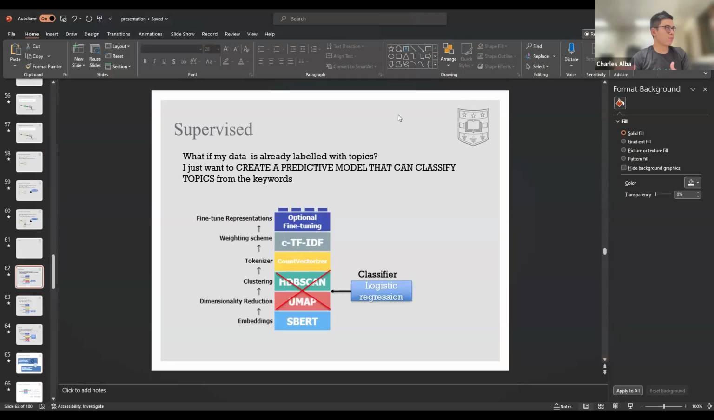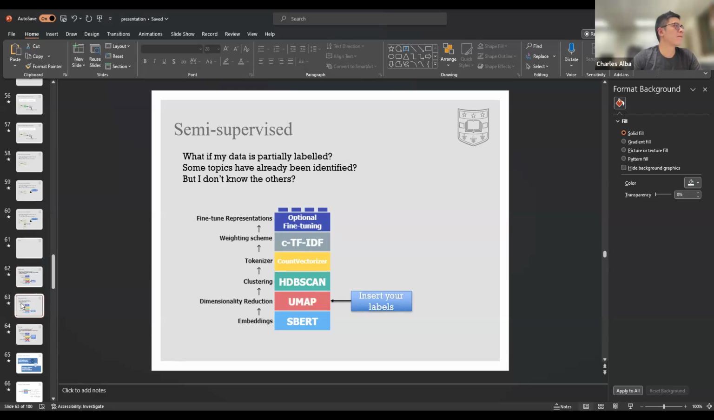Okay, so the first one is supervised, right? Very easy. I have data, I have my labels, but I want to know what's inside the labels, what words are prevalent in the labels. So how it works is very simple. They skip UMAP and DBSCAN, and immediately insert a logistic regression as a classifier, right? And then from there it's the same: CountVectorizer, TF-IDF, and then fine-tuning.